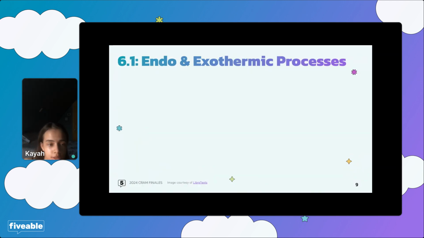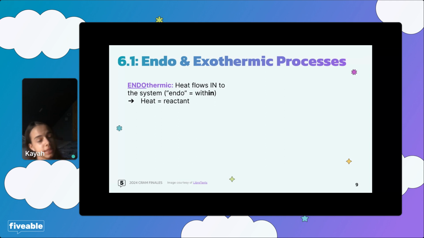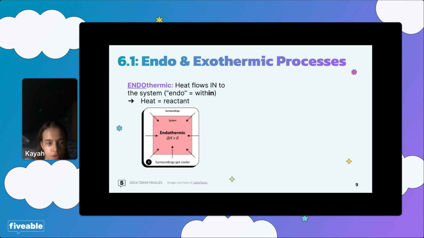So we're going to kick things off with endo and exothermic processes. With endothermic, the heat flows into the system. So endo is within. Another way I like to think of it is endo, the EN, also kind of enter, it also starts with an EN. So it goes into the system. And the heat in this scenario is on the reactant side of the equation. Here you have a little diagram, which would help you visualize it a little bit more. You have heat flowing into the system from the surroundings, okay?